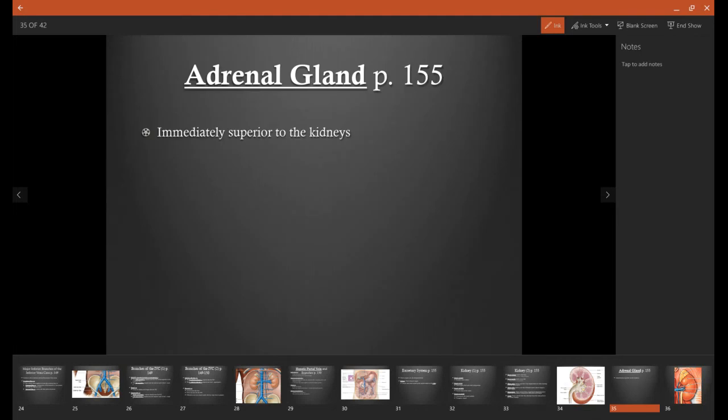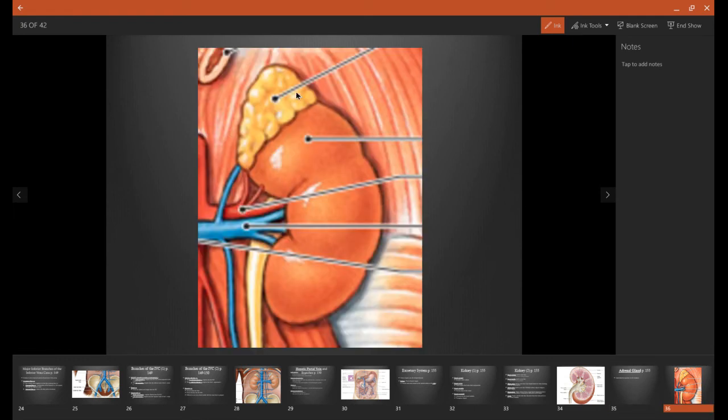We've already briefly mentioned the adrenal glands when we mentioned the branches of the abdominal aorta, and these are just little glands that are just above the kidneys. They're also called the suprarenal glands as well, which is just going to be this little yellow-shaped structure above the kidney.